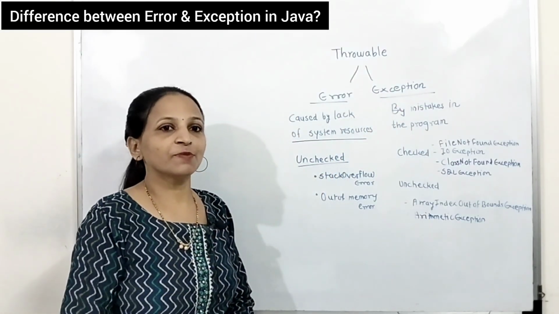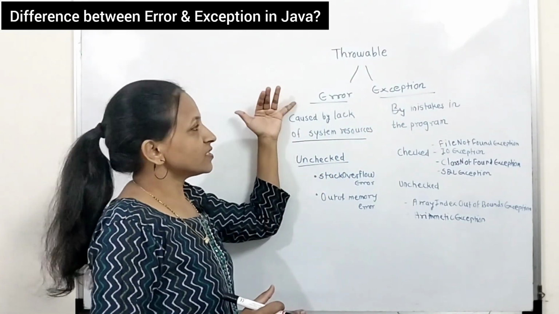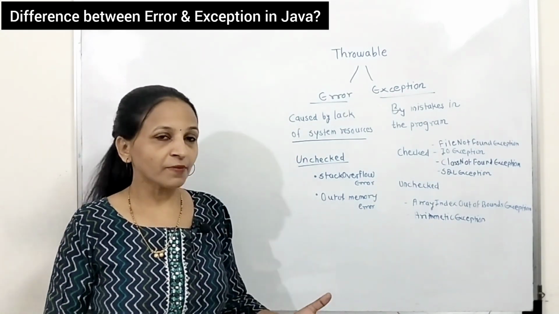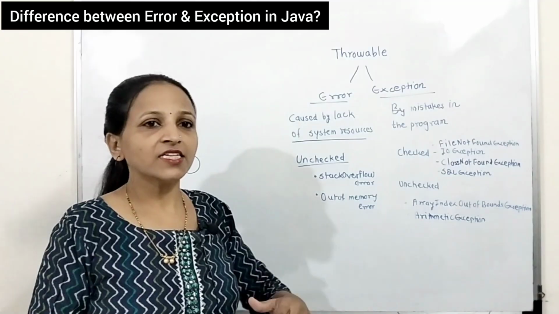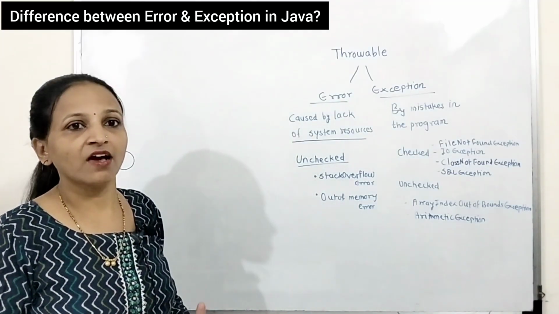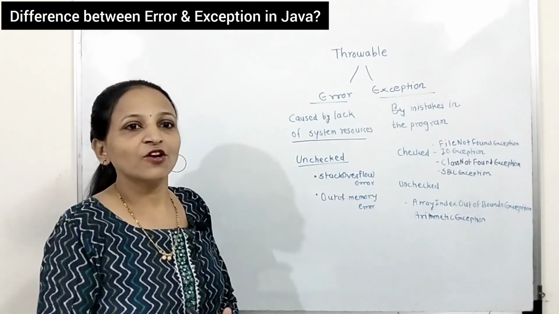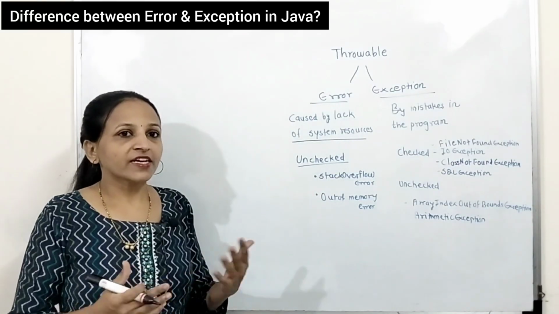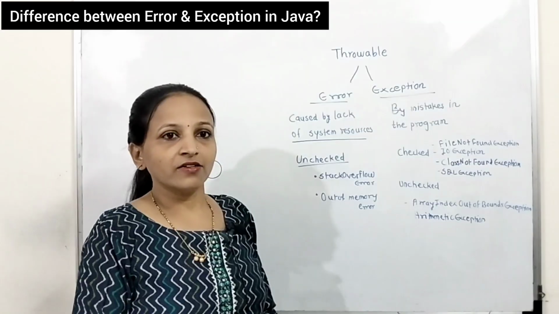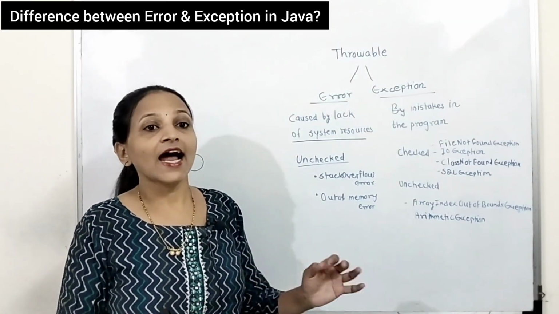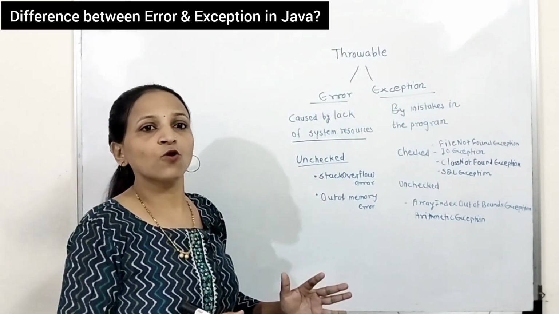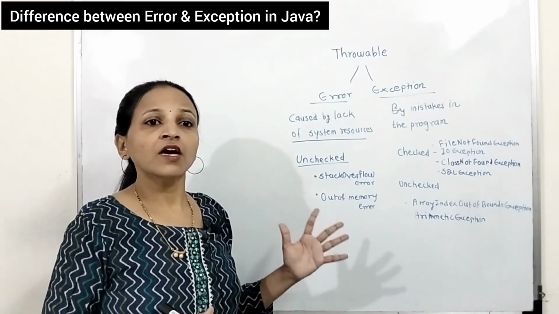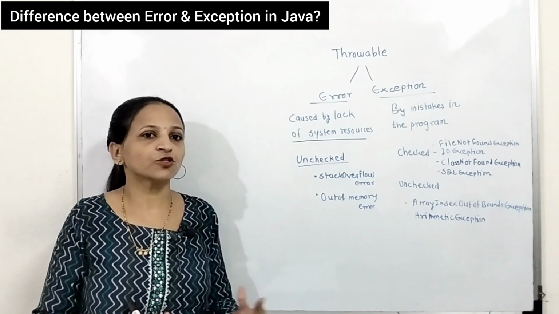Now what is the difference between these two? See, errors are normally caused by the lack of system resources. Suppose your program requires memory and there is not enough memory inside the heap area, then your program will not run properly. It will terminate at that point and raise the out of memory error. That type of error you will get at runtime. Errors are caused by lack of system resources and you cannot recover from that error. You cannot handle such an error through your program.